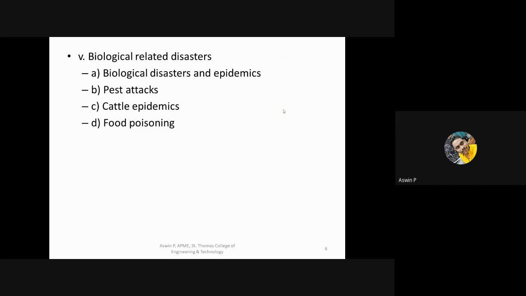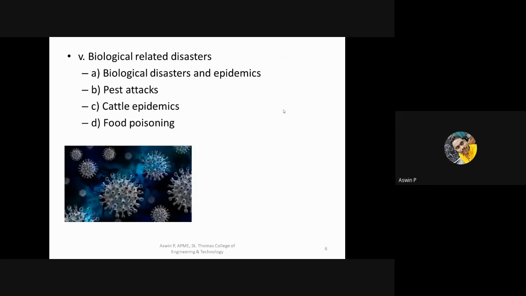And we have to mention some biological disasters, which include epidemics, pest attacks, cattle epidemics, and food poisoning. For biological disasters, there is no need to explain anything because we are all facing the same issues nowadays. The coronavirus pandemic, COVID-19, everything is a biological disaster or epidemic. This pandemic happened due to the unawareness of people.